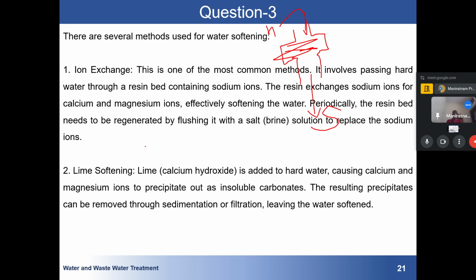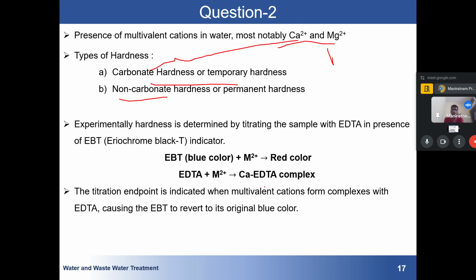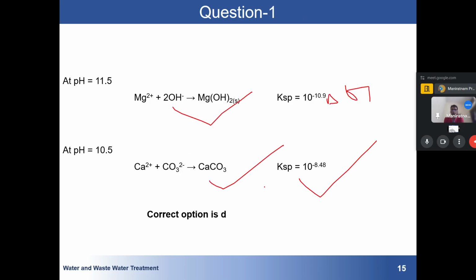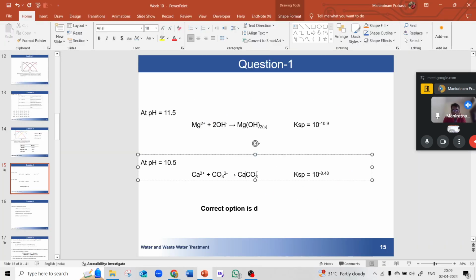The other is lime softening. Lime is added to cause calcium and magnesium to precipitate as insoluble carbonates. Remember, so here I have said this thing: the magnesium can form OH minus and a carbonate thing. Again, I have made one mistake here also. Always make sure to write this to show the precipitation.